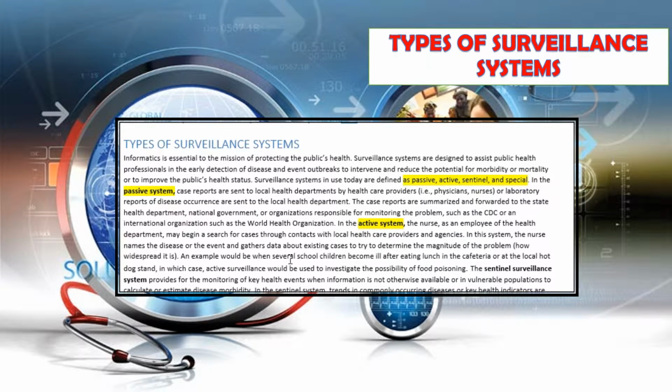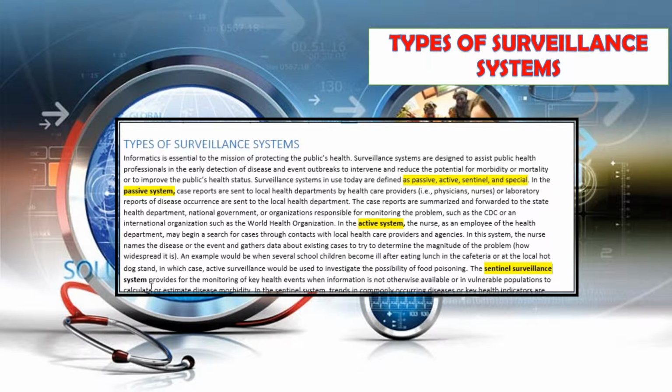An example would be when several school children become ill after eating lunch in a cafeteria or a local hot dog stand, in which case active surveillance would be used to investigate the possibility of food poisoning. So you're going to ask who ate here. Who was at that hot dog stand? How many people ate it?